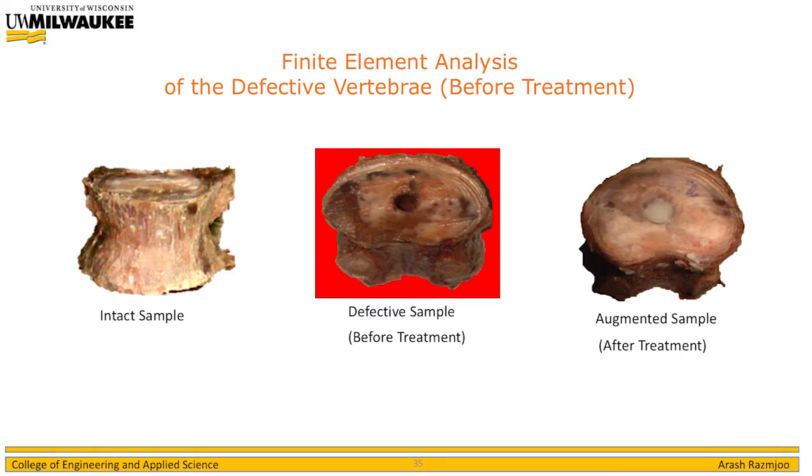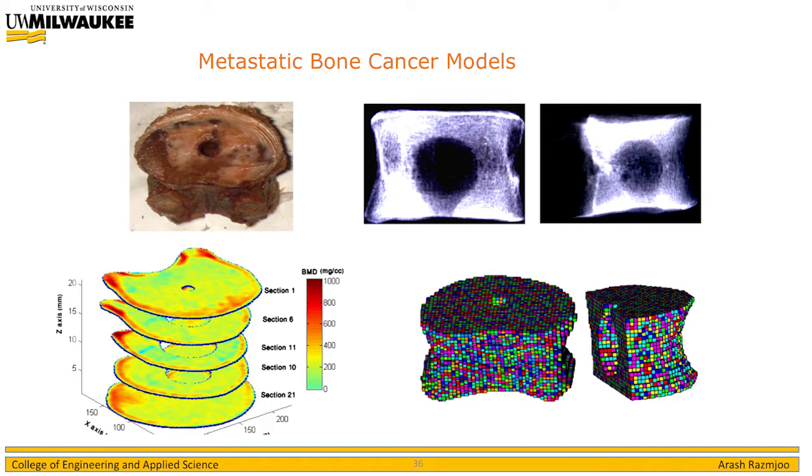To study the effect of defects inside the sample, as I told you before, we separated some intact samples and then created an artificial defect inside them using the CNC machine. This shows the X-ray of the defective sample, and you can see the size and location of the defect inside the vertebra. By following the same procedure, we established the finite element model and then analyzed it. This also shows the bone mineral density distribution layer by layer from the bottom to the top of the sample. And here you can see the cross section of the defect in each layer.